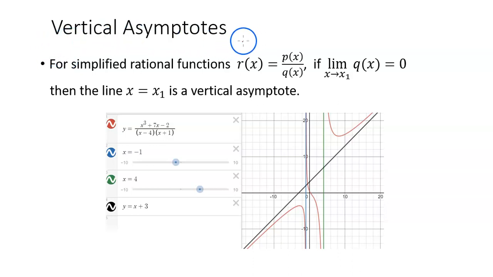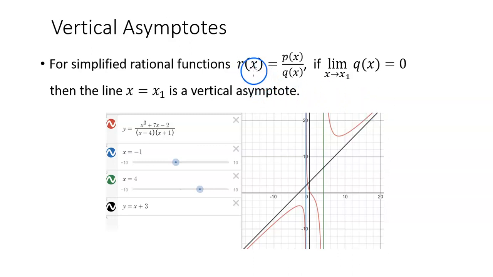Vertical asymptotes. For simplified rational functions, r of x equals p of x divided by q of x, if the limit as x tends to x1 of q of x equals 0, then the line x equals x1 is a vertical asymptote. Now this is kind of a strange way to write it. Pause the video and see if you can tell me why it's a bit weird to write it like this.